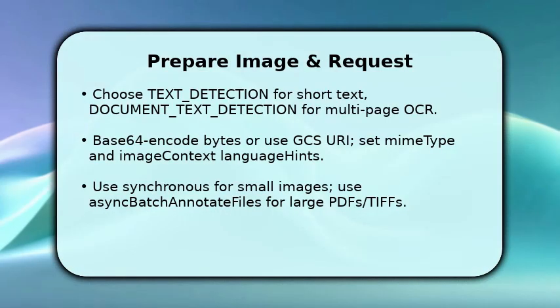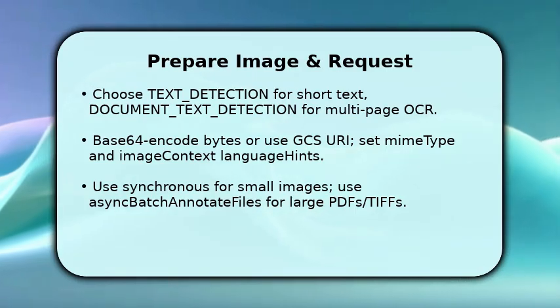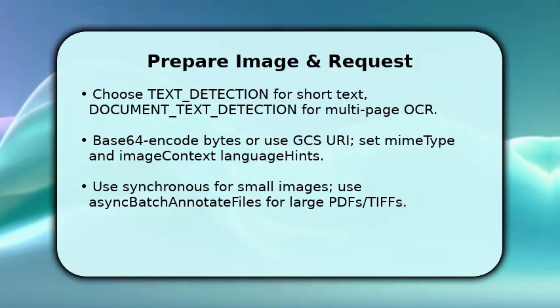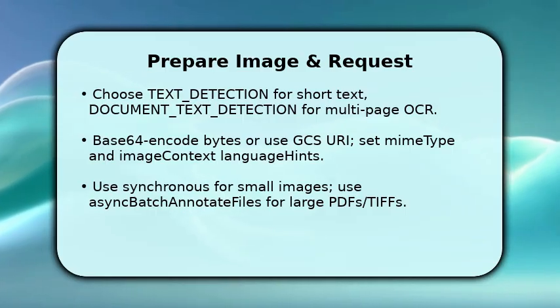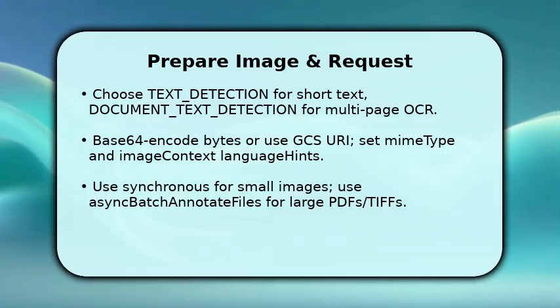You now prepare the image and craft the request body. First, decide: use text detection for simple images versus document text detection for full-page, structured OCR. Then either base64-encode the image bytes or point to a gs:// URI. Set the MIME type and optional image context like language hints to improve accuracy.